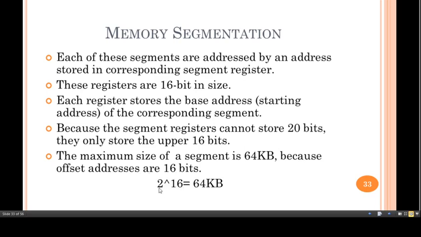Here you can observe how we can calculate the offset address. It is 2 raised to 16. 16 bits is the size of the registers. So 2 raised to 16 is 64 KB. So that's why the maximum size of a segment is 64 KB.